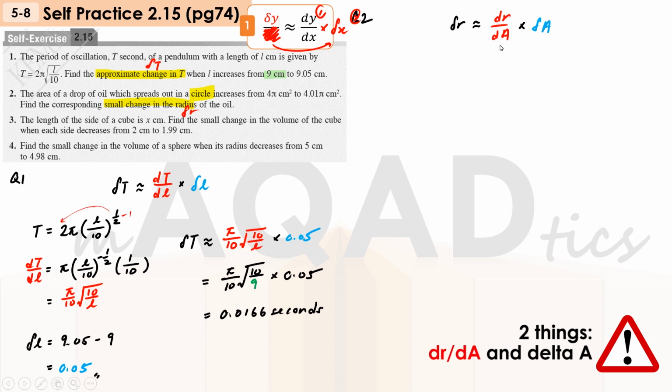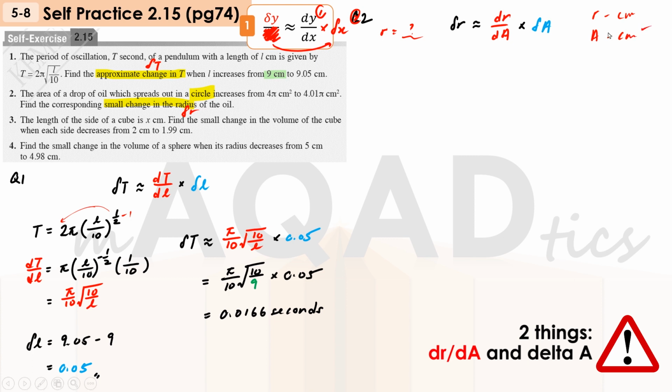Right, so for this one, we need to differentiate from the original equation. But what's the equation? R equals what? Okay, this we don't know. So usually I would recommend students to compare the power of R and A. For R we know that it is cm because it's a length. For A it's cm squared because it's an area.